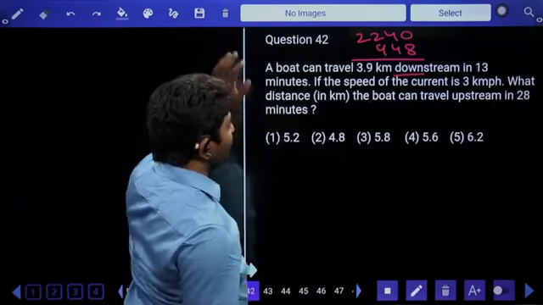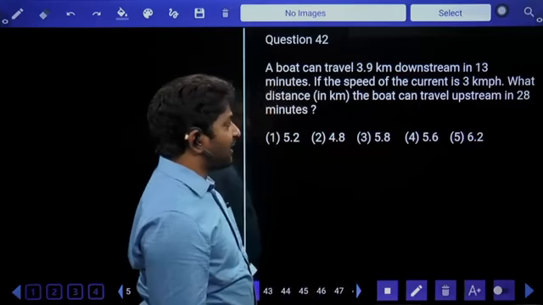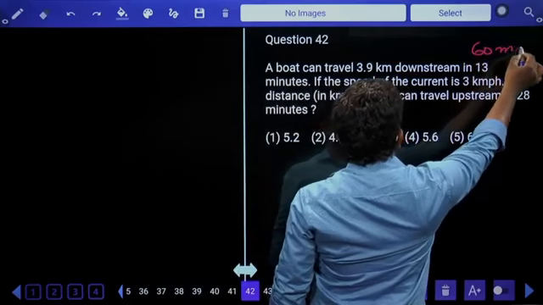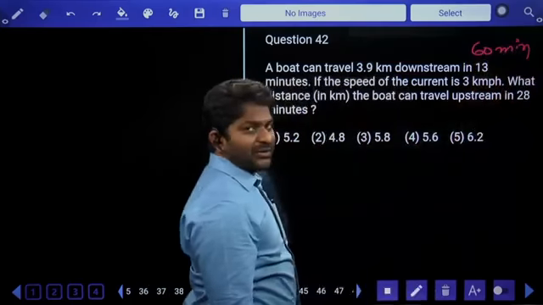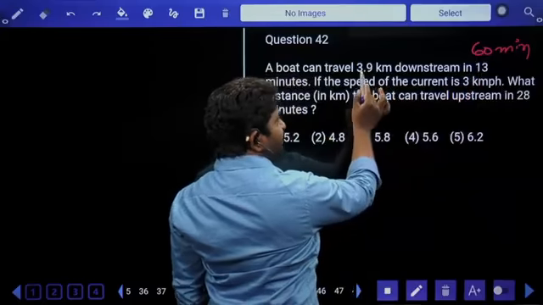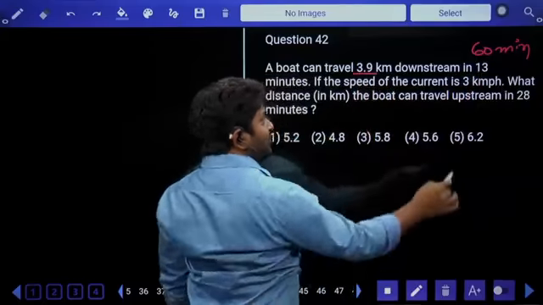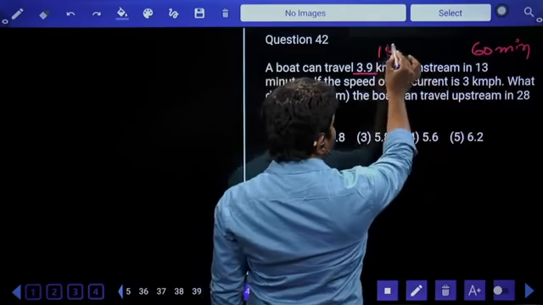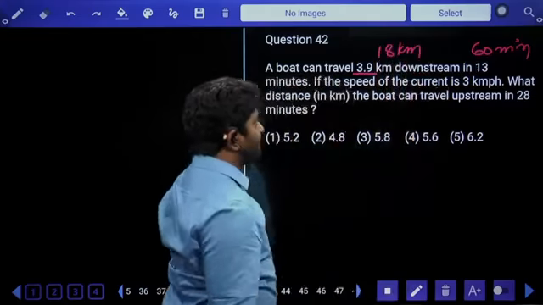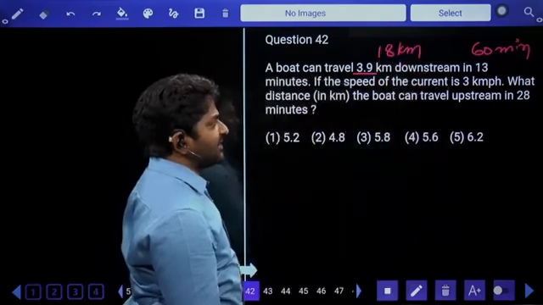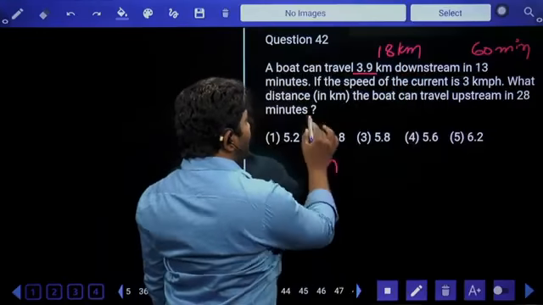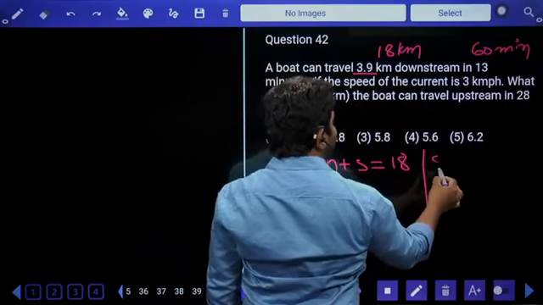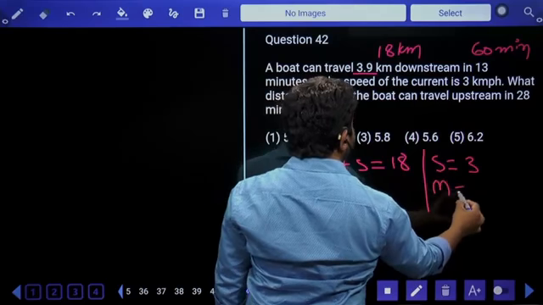A boat can travel 3.9 kilometers downstream in 13 minutes. So when you convert speed into kilometer per hour, 1 hour is equal to 60 minutes. 13 3 times is 39, but here we have 3.9. So 13.3 times 63 is 180. 0.3 times is equal to 18 kilometers. And then speed of the current is equal to 3 km per hour. Downstream speed is given, which is m plus s is equal to 18. From this, s is equal to 3 and then m is equal to 15.